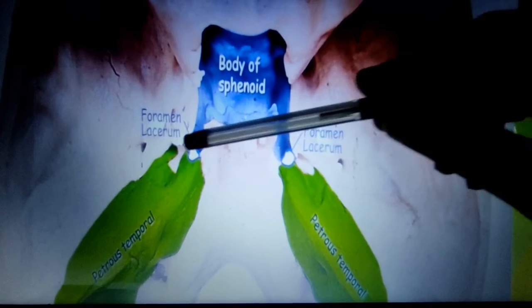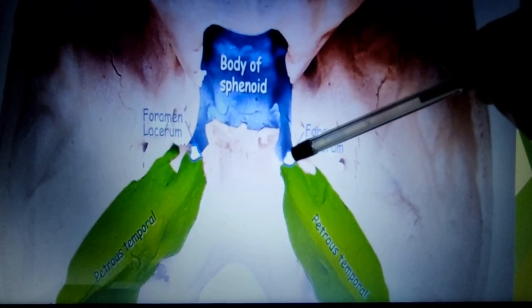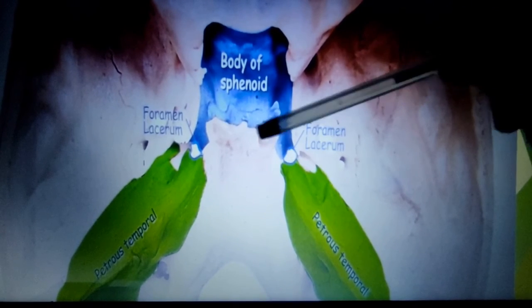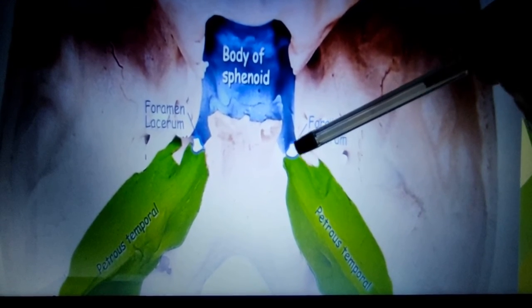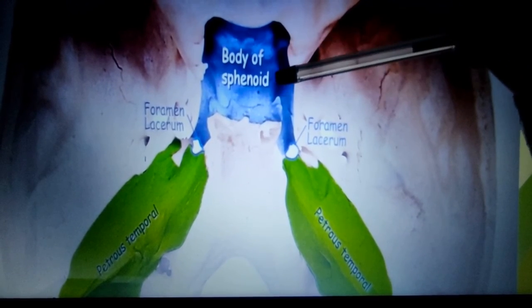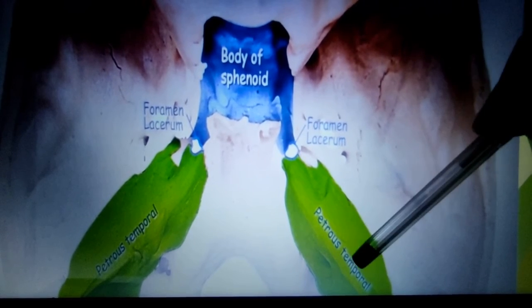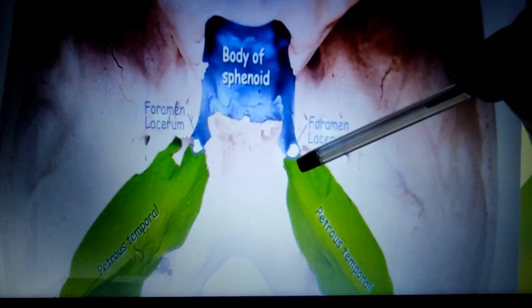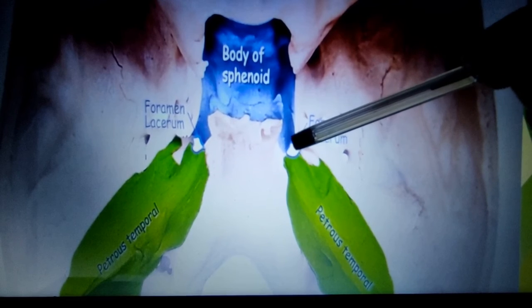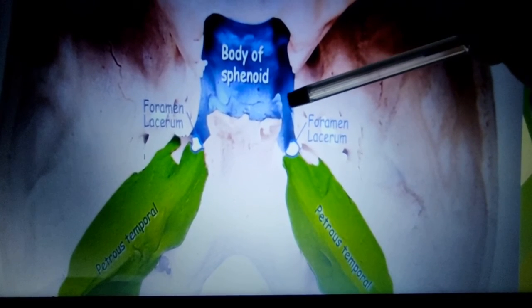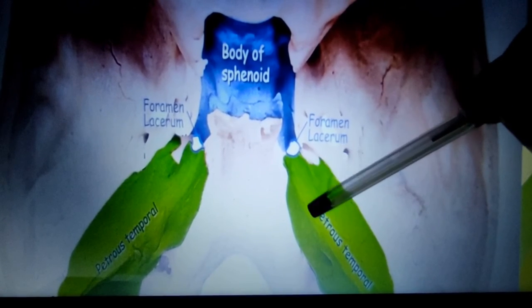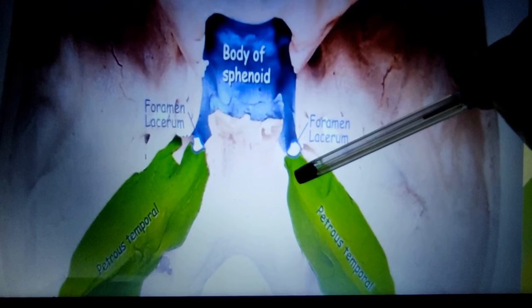We can see the foramen lacerum here. We already said that it is an irregular foramen. So where is it situated? It is situated between the body of the sphenoid, this is the body of the sphenoid, and the apex of the petrous part of the temporal bone. So the foramen lacerum is an irregular foramen situated between the body of the sphenoid and the apex of the petrous part of the temporal bone.